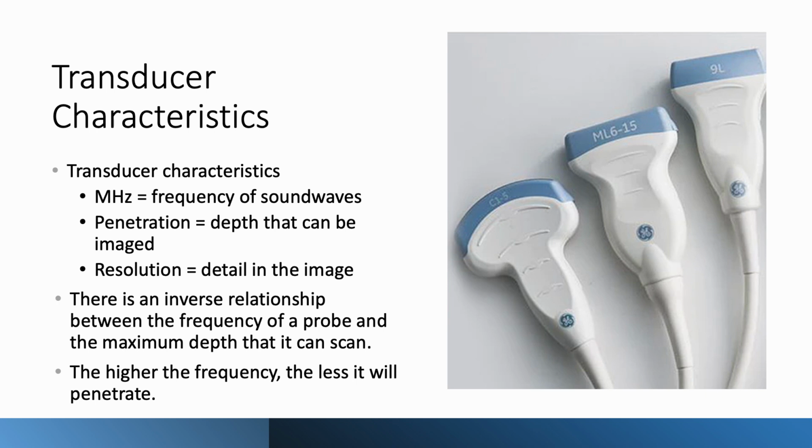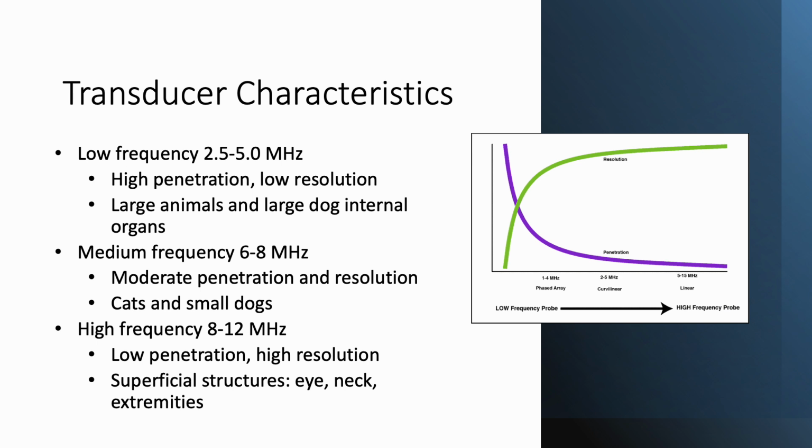These characteristics influence the resolution, or the sharpness of the image. And there is an inverse relationship. Inverse means kind of opposite. So there's an inverse or opposite relationship between the frequency and the depth that it can scan. A high frequency probe cannot scan very far. It's only for superficial structures. It doesn't have high penetration. But the clarity will be really good. The resolution will be excellent. A low frequency probe, maybe in the range of 2.5 to 5 megahertz, has high penetration but low resolution.